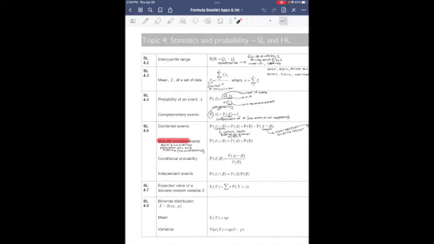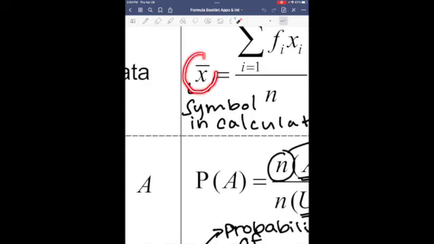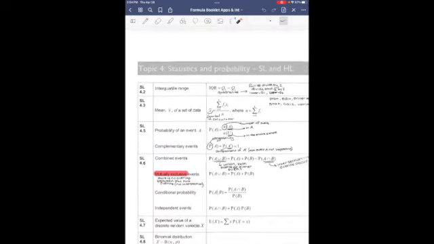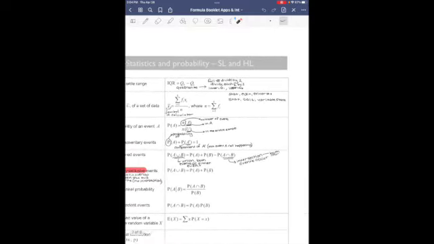This second formula here for mean is going to be in your calculator. You see these big, scary summations, and there's all these numbers. Don't need to know any of that. This symbol right here is going to be the same symbol you are going to see in your calculator. So let me tell you how to do it.